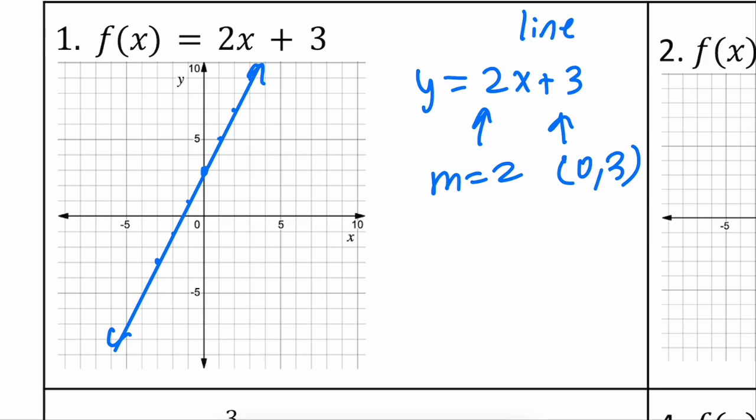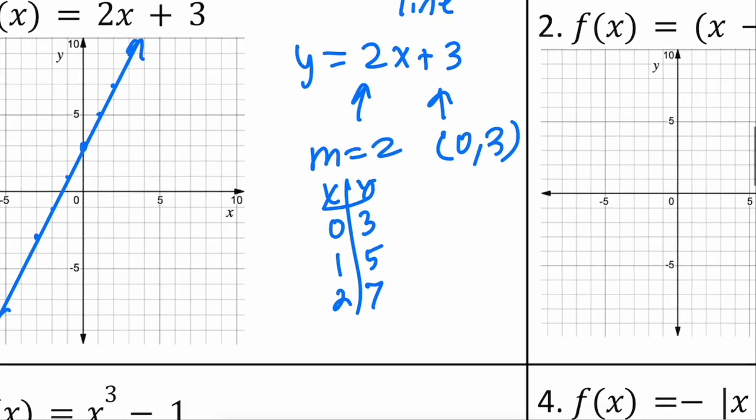What's nice about a line, you are welcome to plug in points. For any of these, you're welcome to plug in points. If you plug in 0, you get 3. If you plug in 1, you get 5. If you plug in 2, you get 7. It's a line, so if you forget what it is, plugging in points is an option. Okay, so that's problem number 1.